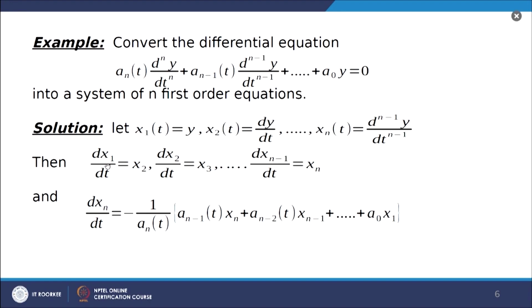So, we get n equations of first order, which are dx_1/dt equal to x_2, dx_2/dt equal to x_3, and so on, dx_{n-1}/dt equal to x_n, and the nth equation is dx_n/dt equal to minus 1 upon a_n(t), inside the bracket we have a_{n-1}(t) into x_n plus a_{n-2}(t) into x_{n-1} and so on, a_0 x_1. So, this is the bracketed expression, or you can say the right hand side is a function of t and the n variables x_1, x_2, ..., x_n.